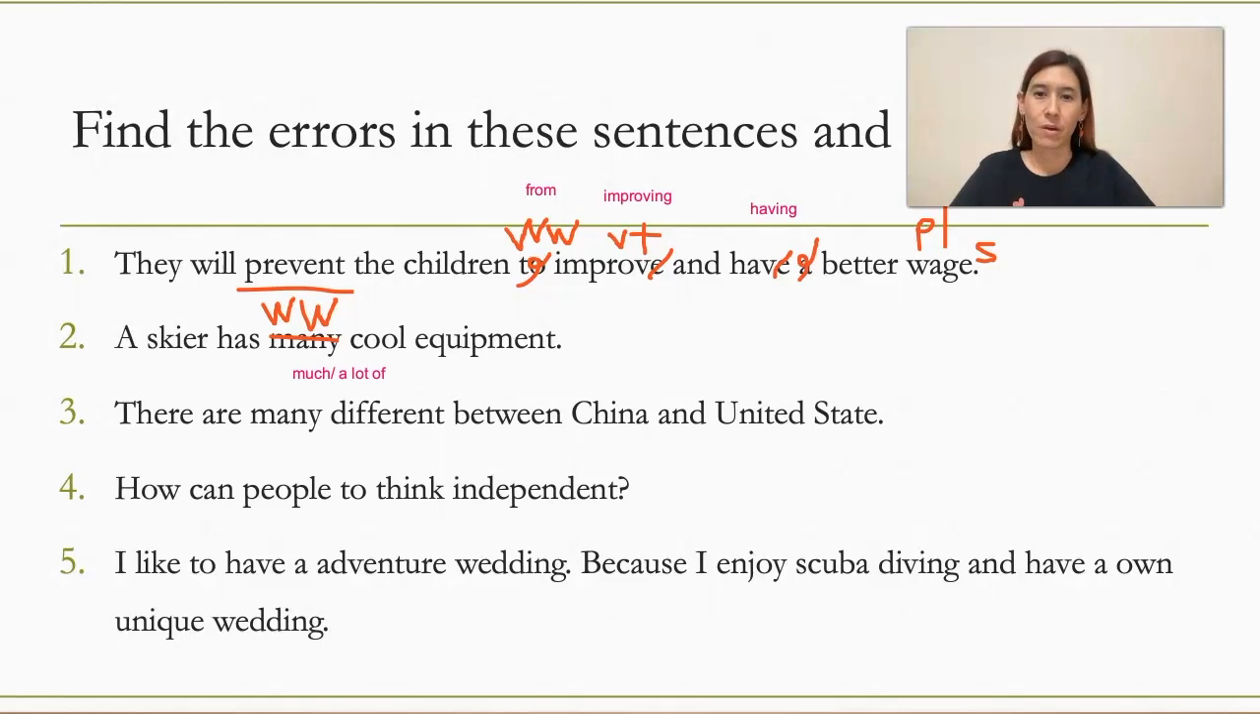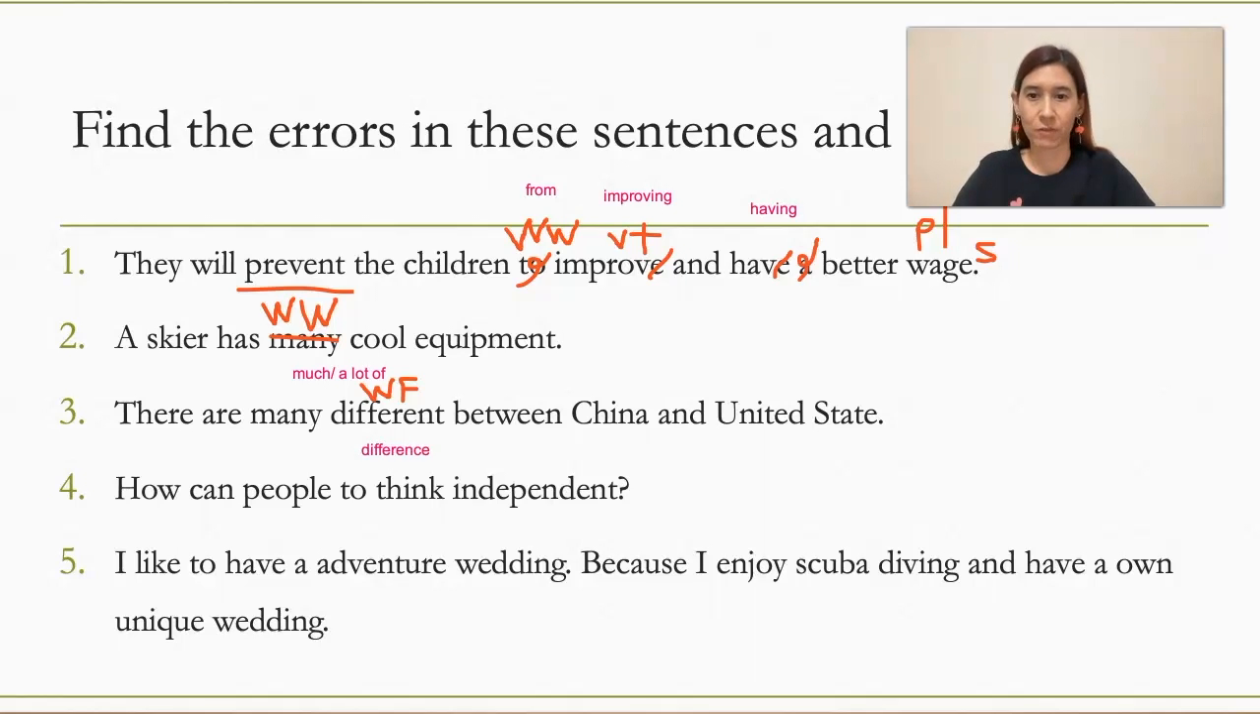Number 3, there are many different between China and United States. Hopefully you found several mistakes here and corrected them. One would be different. This is what we call a word form error. Word form would be like happy, adjective, happiness, noun, happily, adverb. They're all part of the same word family. Here, we don't want different, that's the adjective. We need the noun form. So what is the noun form for different?